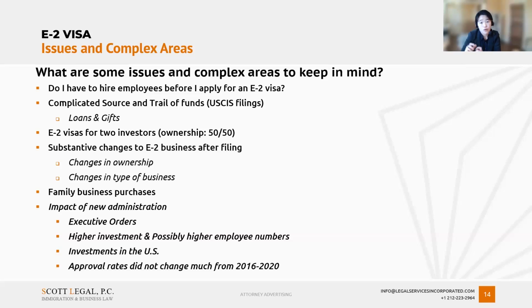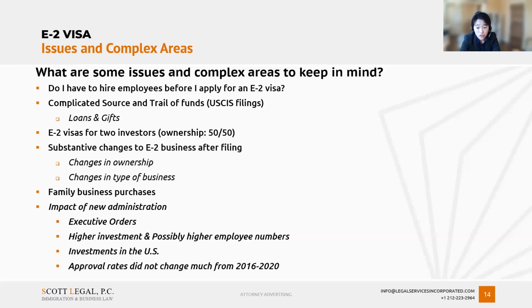It's important to remember that once you get approved for the E2 visa, your work authorization is only tied to that E2 entity that you applied for the E2 visa for. So you can't just come into the US and set up 100 different entities and work for all of these entities. That would be a violation. So you want to be careful about that as well.